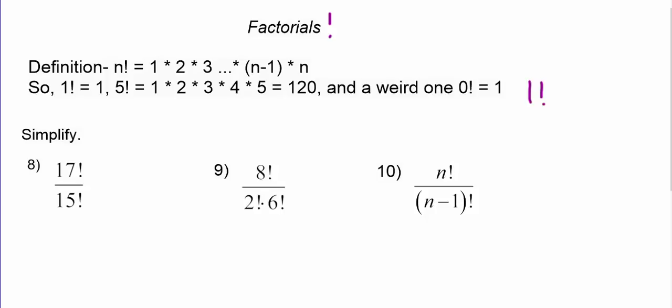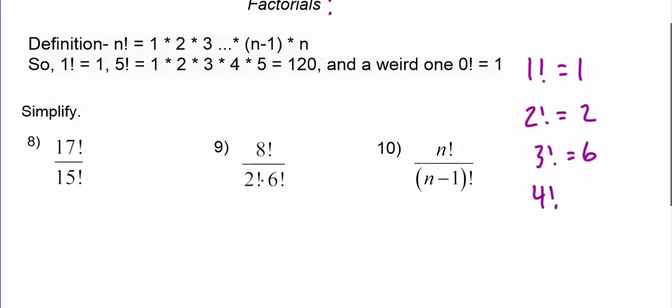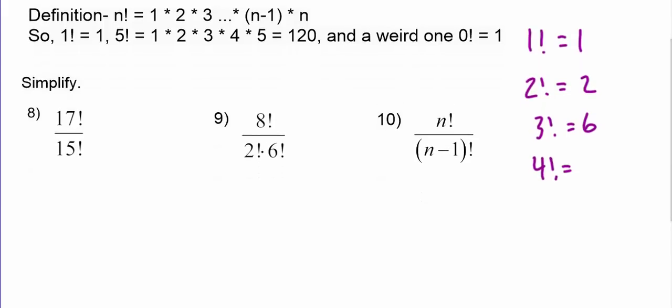I'm going to start with some things that sort of make sense, I think. 1 factorial would be 1. 2 factorial is 2 times 1, so that would be 2. 3 factorial would be 3 times 2 times 1, which is 6. 4 factorial would be 4 times 3 times 2 times 1, which would be 24. And I'll do one more. 5 factorial would be 5 times 4 times 3 times 2 times 1, which would be 120.